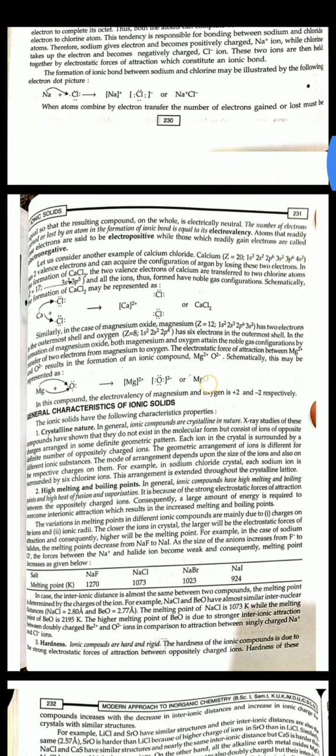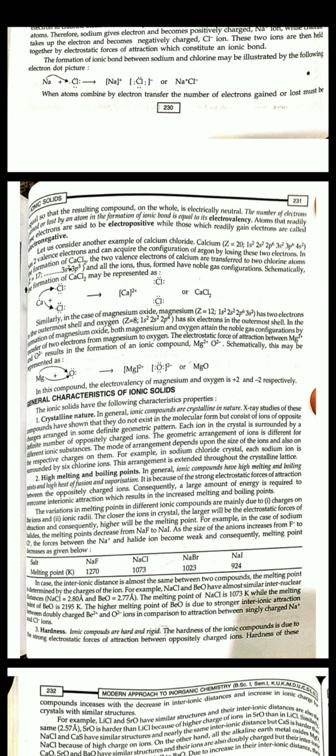Let us consider another example, calcium chloride. Calcium has two valence electrons and can acquire the configuration of argon by losing these two electrons in the formation of CaCl2. The two valence electrons of calcium are transferred to two chlorine atoms, and all the ions thus formed have noble gas configurations.